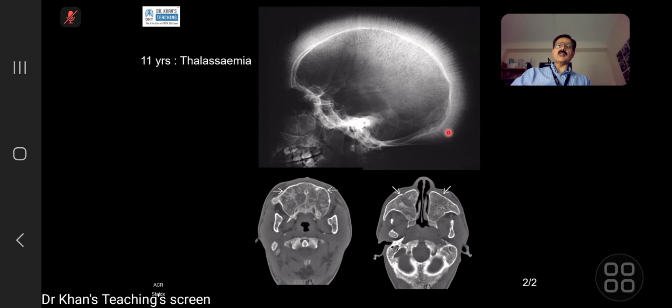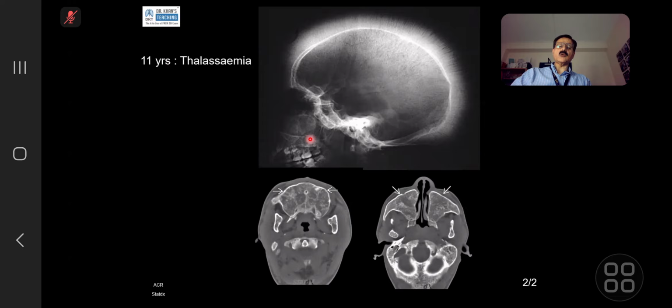With that, if you see here, one of the fine touches is that in the medullary cavity of the occipital bone, usually there is no hematopoiesis. So that is why this finding is deficient here. Then look at the paranasal sinuses. This is an 11-year-old, and the paranasal sinus is obliterated.